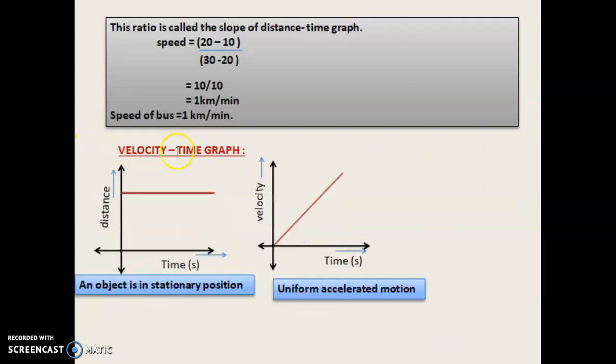Next type is the velocity time graph. In the velocity time graph, we are plotting time along the x-axis and velocity along the y-axis, and a line parallel to the x-axis shows an object is in a stationary position. Second type of graph is uniform accelerated motion. It will be a straight line.